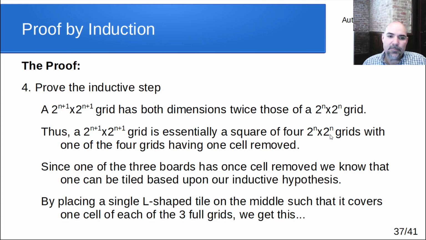Okay, so now we're going to prove that inductive step. And I apologize for these slides having multiple steps on them without them being broken out, so ignore what's down here and we'll just go through it. To prove the inductive step, a 2 to the n plus 1 by 2 to the n plus 1 grid has dimensions that are twice that of a 2 to the n by 2 to the n grid, because when we increase the power of 2, we've doubled something. So in other words, if I had a 2 to the 4 by 2 to the 4 grid, that has dimensions that are twice a 2 to the 3 by 2 to the 3 grid.